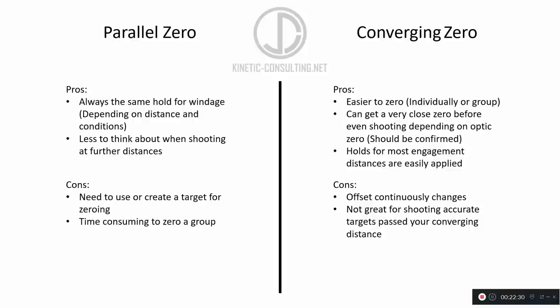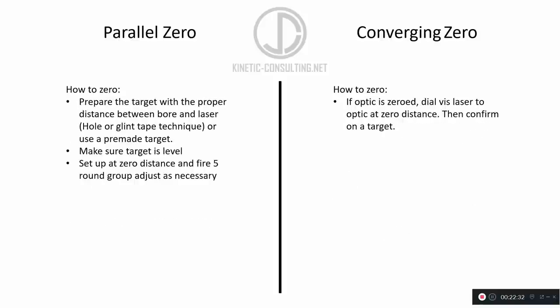So moving on, right? How to zero a parallel zero and how to zero a converging zero. Now, the parallel zero takes a little bit more prep. You have to prepare the target at the proper distance between the bore and the laser. You can use a pre-made target that is made for parallel zeros, or create your own target with that distance between your bore and your laser, and you can use a hole or glint tape technique to get a good reference of where you are on the target.